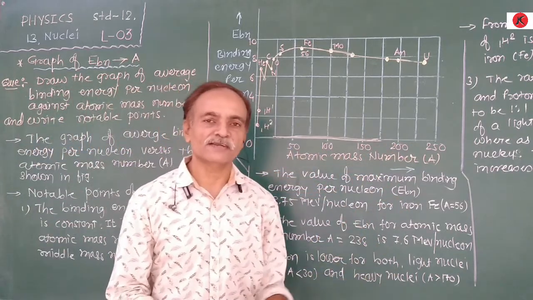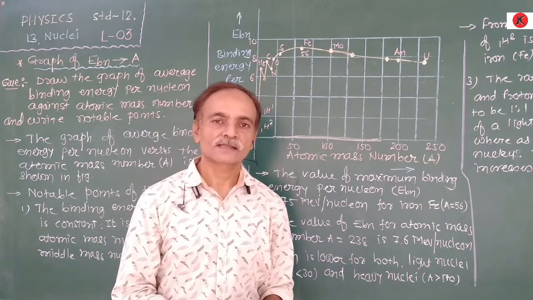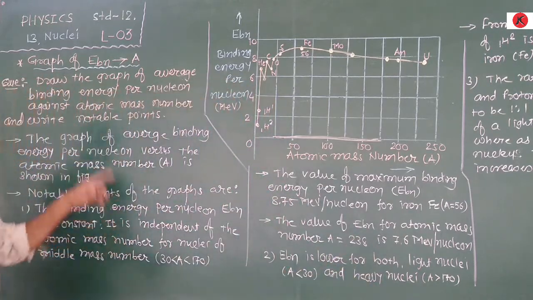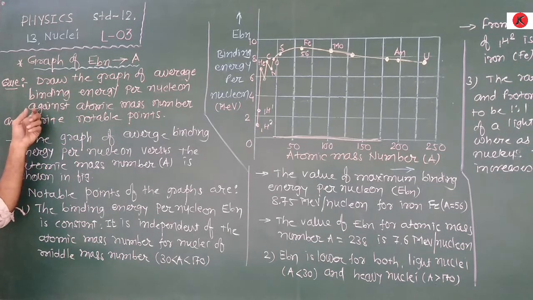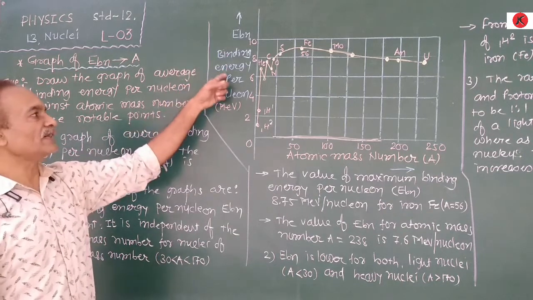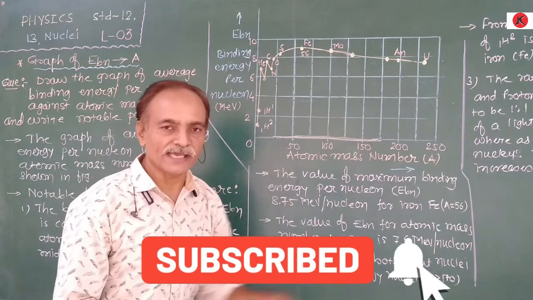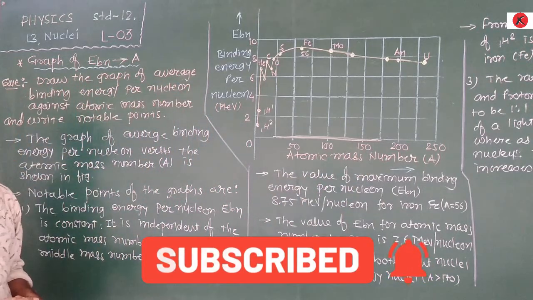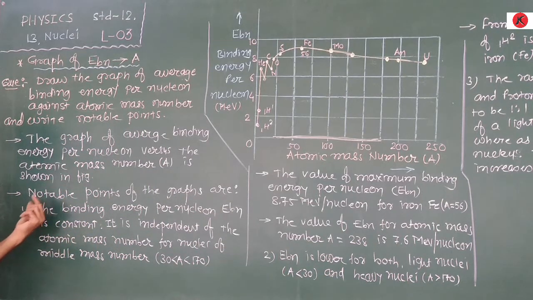Sometimes a 1 mark objective MCQ question may be asked in the board exam or the NET. For that purpose, the question is: draw the graph of average binding energy per nucleon against atomic mass number A and write the notable points. The graph of average binding energy per nucleon in MeV versus atomic mass number A is shown in the figure. Clear? Okay.